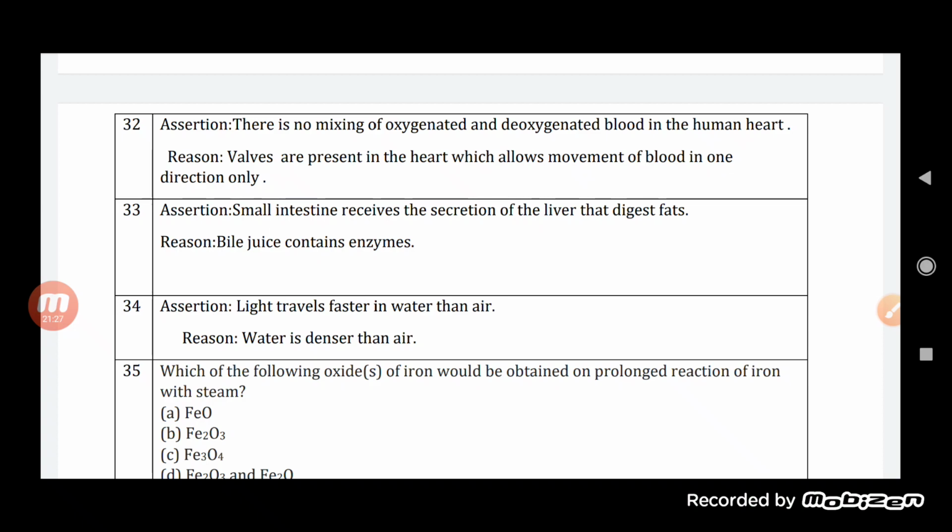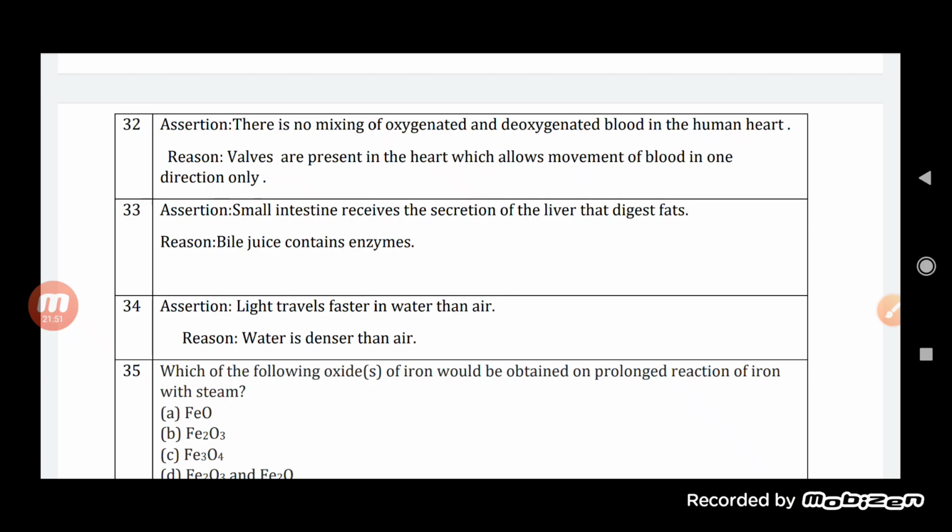Bile juice contains enzymes. No, that is not a correct option, because bile juice itself will help in the emulsification only. Otherwise, there is the lipase which is also present in the intestinal wall of the small intestine, and that will help in the further digestion of the fats. So assertion is correct, but reason is not correct.